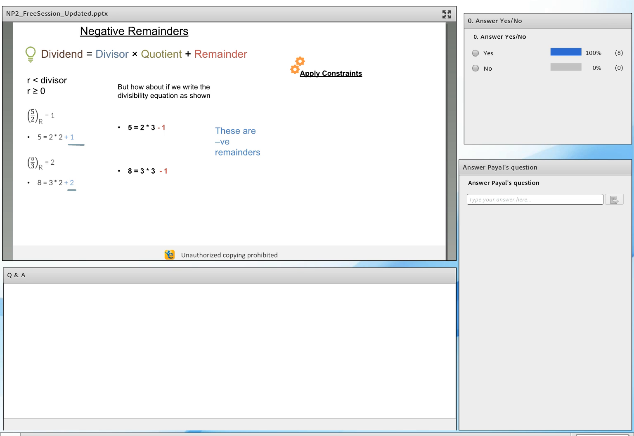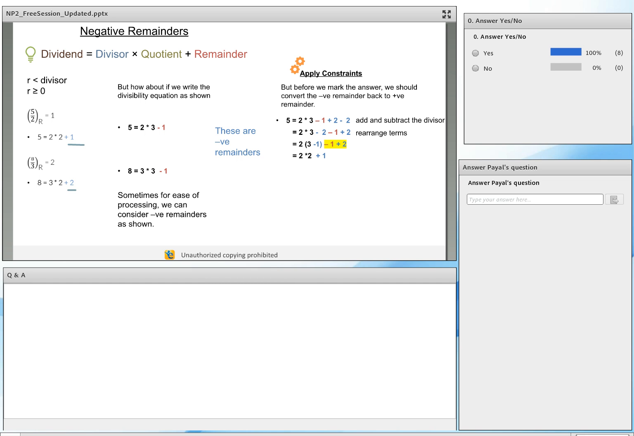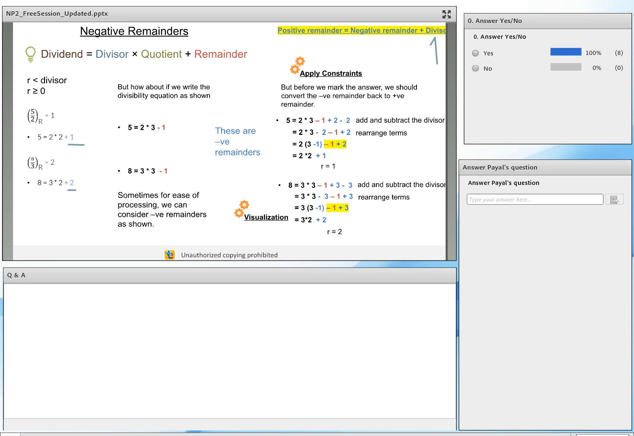However, GMAT's understanding of remainder always remains the same, that remainder has to be greater than or equal to 0, which means that after we are done processing the negative remainder, we have to convert them into positive remainders. I'm not going to be going through the details of this, I'll share the PDF with you and you will follow along and understand. So how you convert a negative remainder into a positive remainder is by simply adding back the divisor. Okay, and you can see the processing of it in this part of the slide. So I want you to spend some time on this slide after I share the PDF with you.